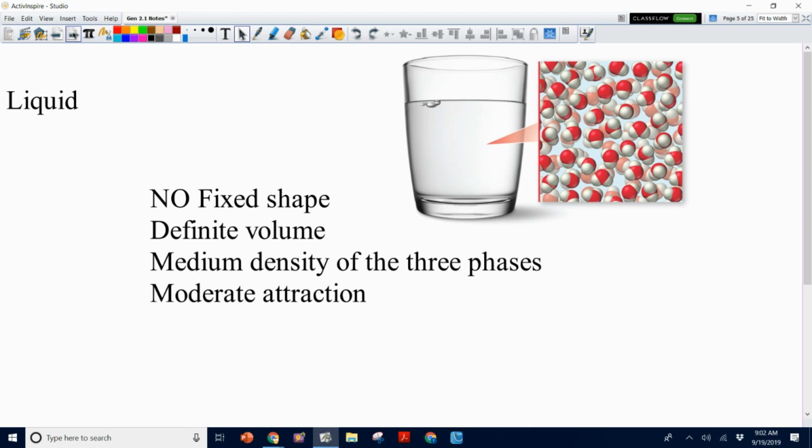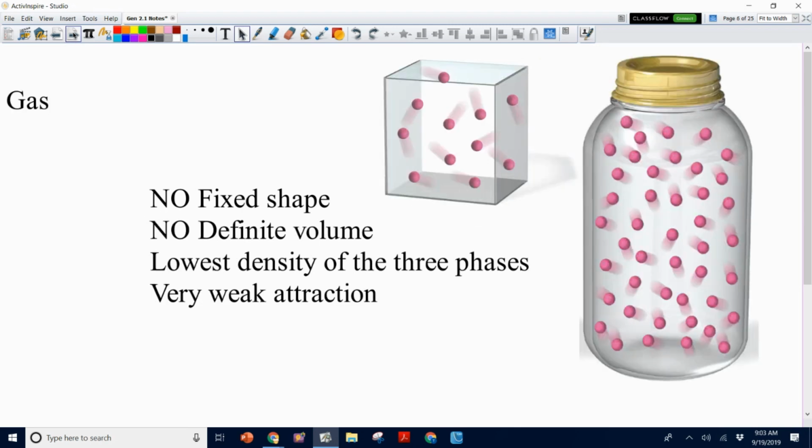Liquids have no fixed shape. So think about a glass of water there. It gives the example, and it shows the molecular arrangement of the water molecules. There's no fixed shape. So whatever container you pour the liquid into, it's going to take the shape of the container. But it does have a definite volume. It sits at the bottom of the container because of gravity, and that volume doesn't change. The density is in the middle of the three phases, and there's moderate attraction between the molecules. They're not packed together and lined up like a solid, but there is a little bit of attraction between those molecules. Then we have our gas.